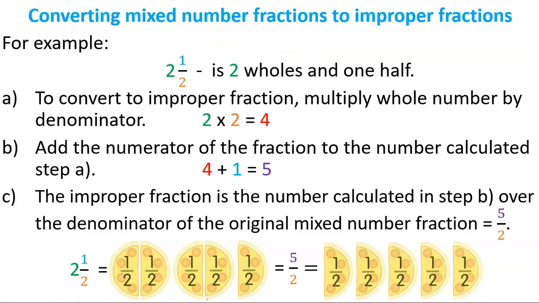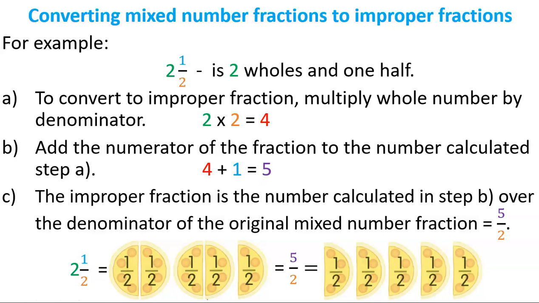Converting mixed numbers to improper fractions. So we've got 2 and 1/2, and I've color coded the various parts of the fraction so that we can see what's happening. The first thing we need to do when we're converting 2 and 1/2 into an improper fraction is multiply our whole number by our denominator. So we've got 2 times 2, which will give me 4. I then need to add my original numerator, which is the 1, to the newly calculated 4. So 4 plus 1 will give me 5.